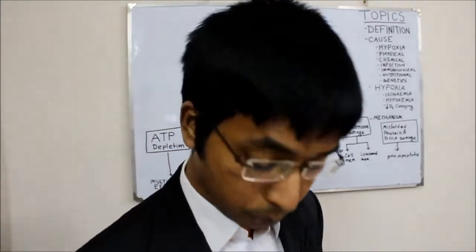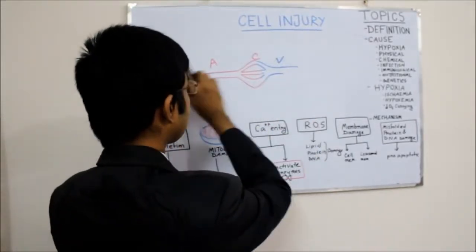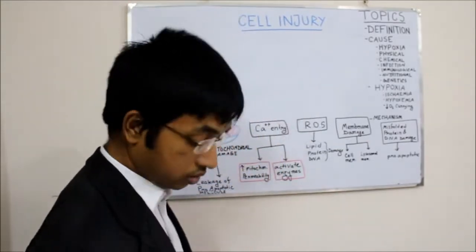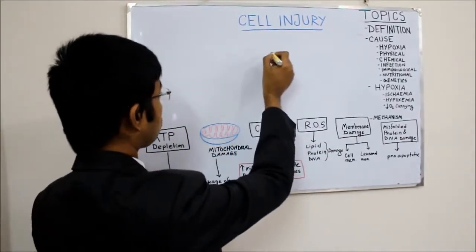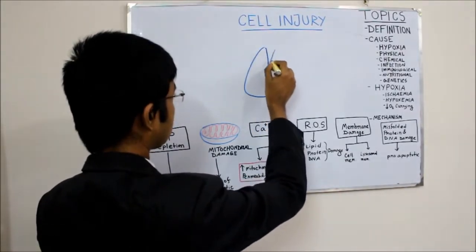To understand hypoxemia, we have to know how blood is oxygenated. Okay, so let's draw another simple diagram. Say for example, I am drawing the lungs. Okay, this is one lung.